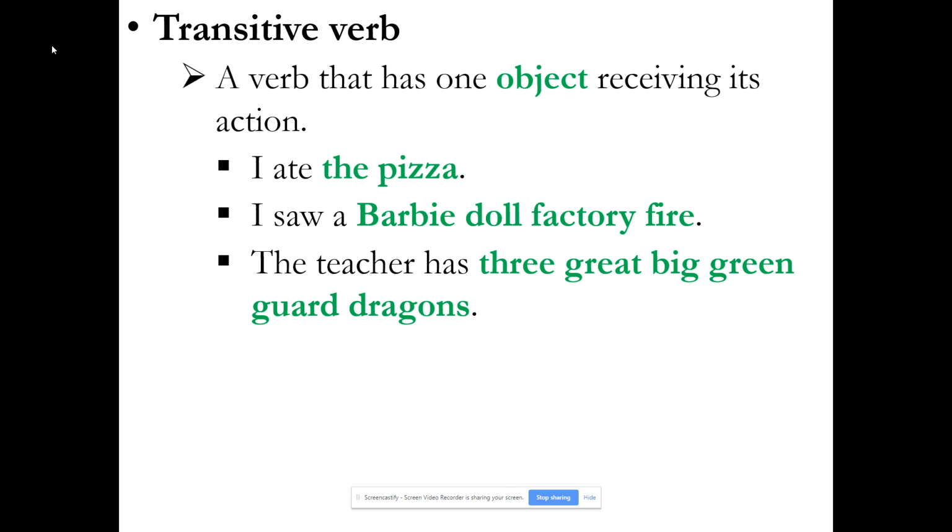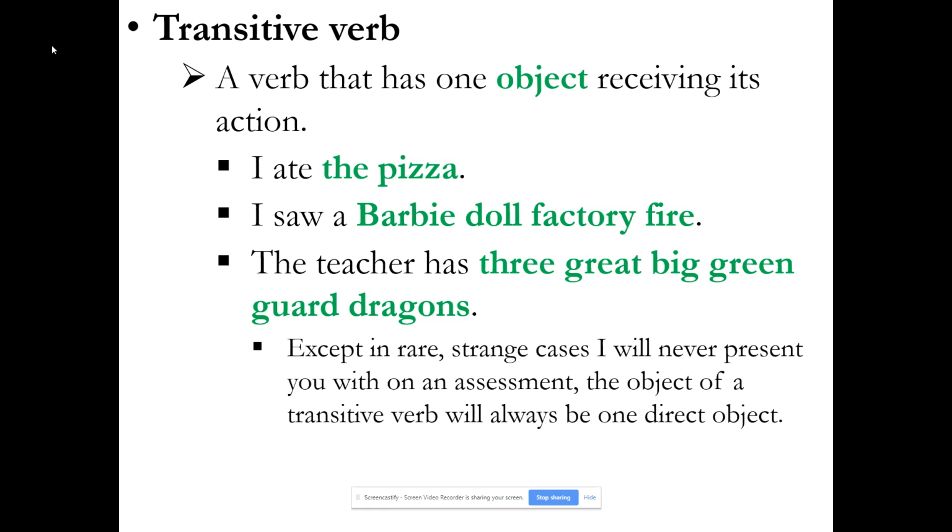The teacher has 3 great big green guard dragons, right? Same thing going on here. That whole green portion, 3 great big green guard dragons, is behaving like one noun phrase. All of that together is the object of the verb to have, and to have is behaving here like a transitive verb.